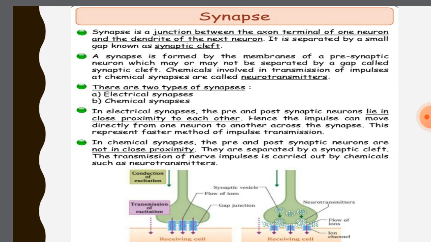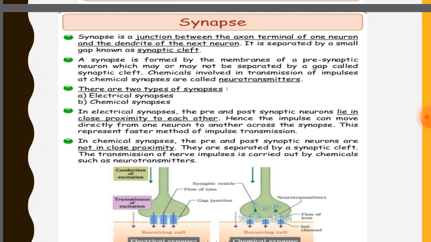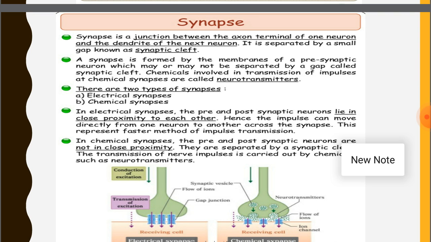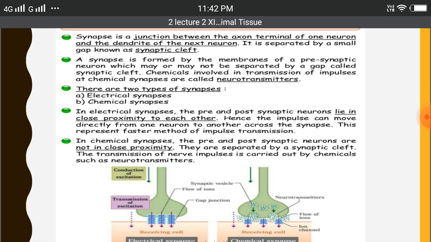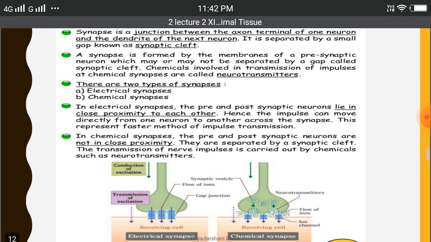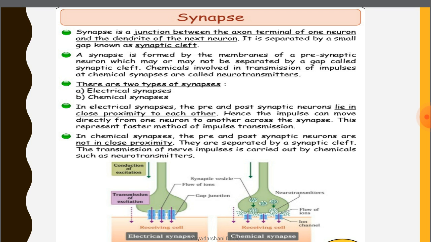The next term is the synapse. It is a junction between the axon terminal of one neuron and the dendrite of the next neuron. It is separated by a small gap known as the synaptic cleft. A synapse is formed by the membranes of a presynaptic neuron, which may or may not be separated by a gap called a synaptic cleft.